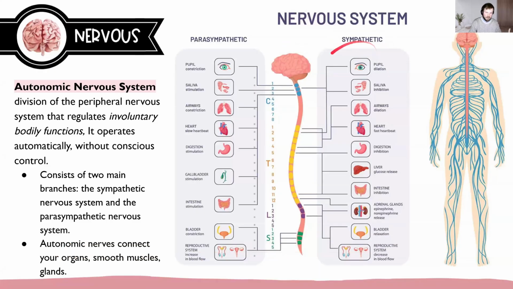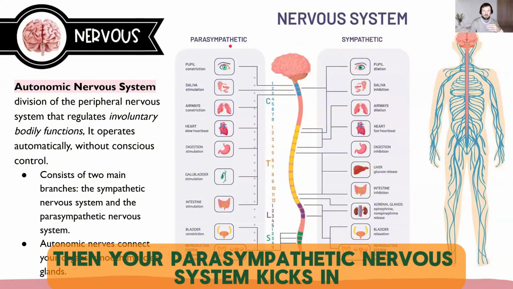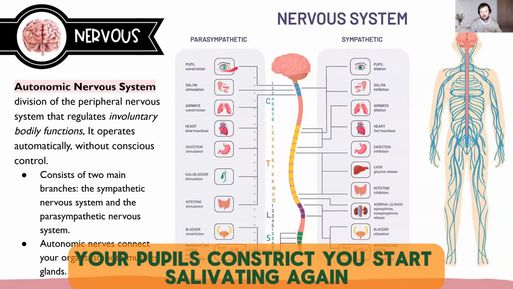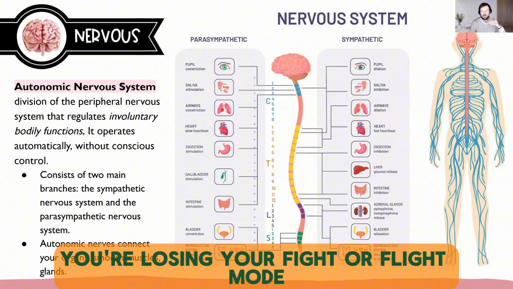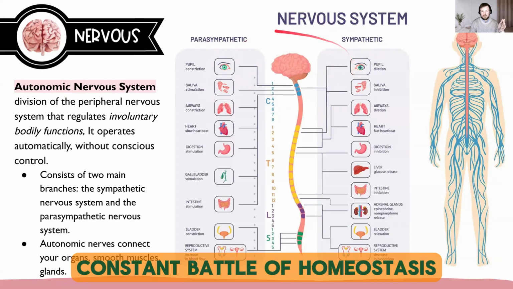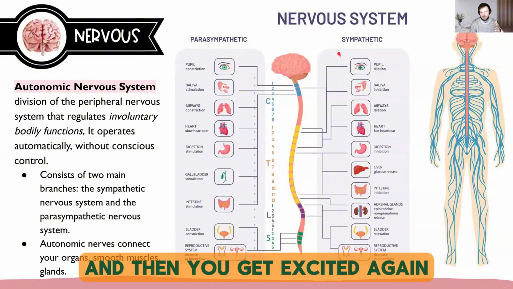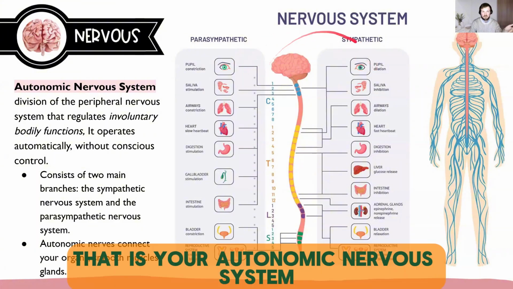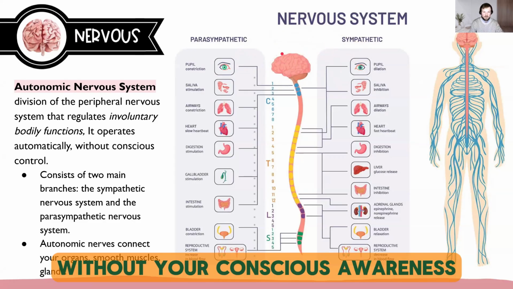Now, after your sympathetic nervous system is heightened for a while, then your parasympathetic nervous system kicks in and tries to calm you down, right? Your pupils constrict, you start salivating again, your airways constrict, you're losing your fight or flight mode and you're going back to homeostasis, right? Your nervous system is in this constant battle of homeostasis. You get excited and then your body tries to calm down, and then you get excited again and your body tries to calm down. That is your autonomic nervous system, and it all happens automatically without your conscious awareness.